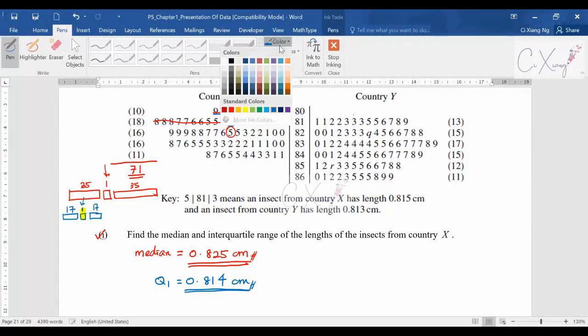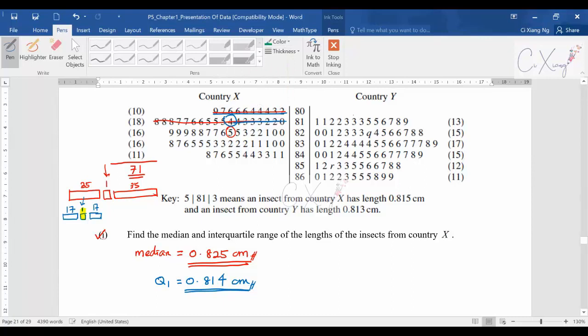Then next one, how about Q3? For Q3, you look at this part. So what should I have for my Q3 here? Again, this 35 number, I will want to separate into 17, 1, 17. So that means this is your median.